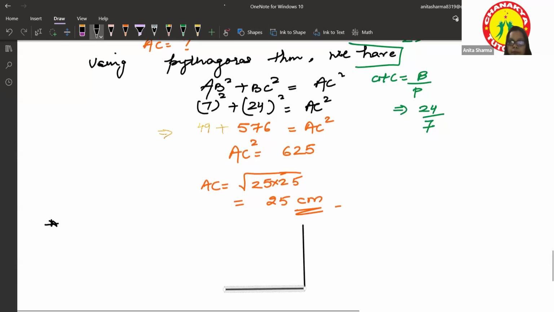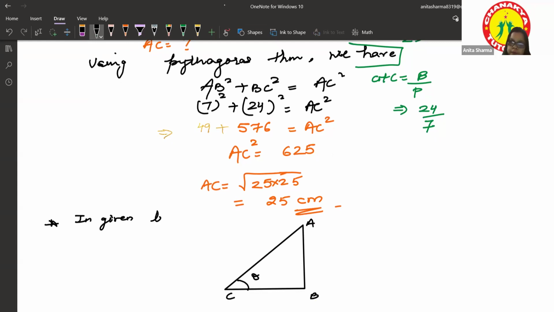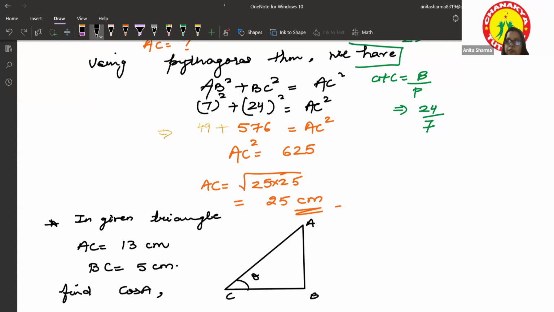This is your right angle triangle. Now, theta we have given, right? So A, B, C. Here in the given triangle, the length of AC is 13 centimeter and BC is 5 centimeter. Then find cos A, cos C and tan A, tan B.